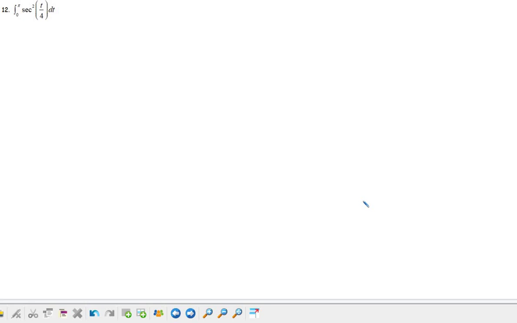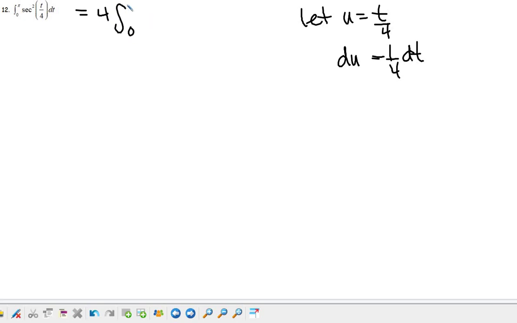And number 12. Really only one thing to let u be, and that's that argument of t over 4. So du would be 1/4 dt. So this is a little bit different, and it may kind of trip you up, because if I have to put in a 1/4, then I have to multiply by 4 on the outside. So 0 to pi secant squared t over 4 times 1/4 dt.